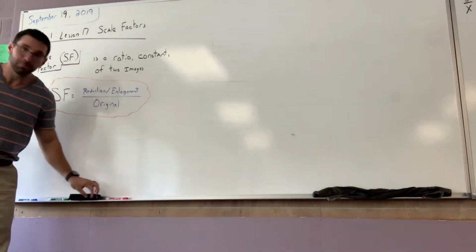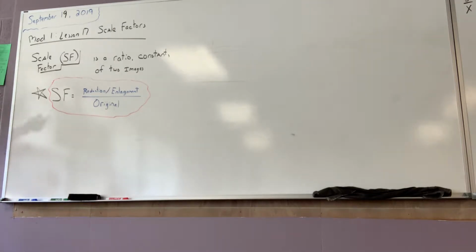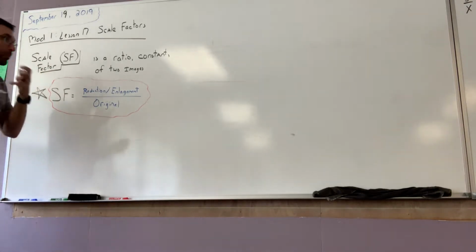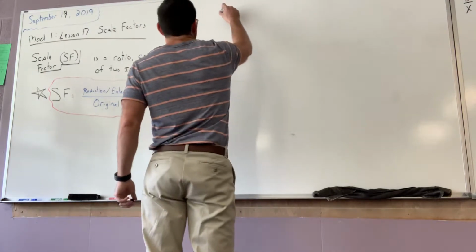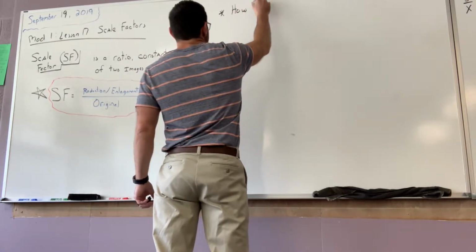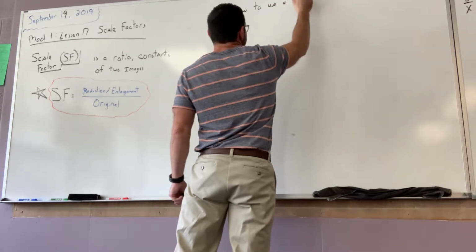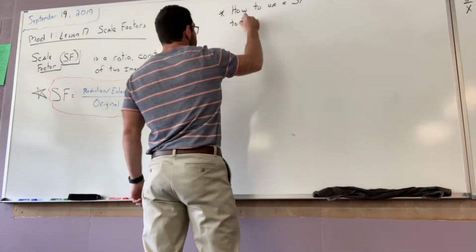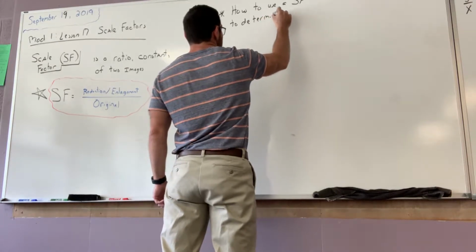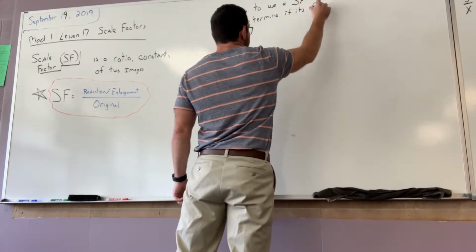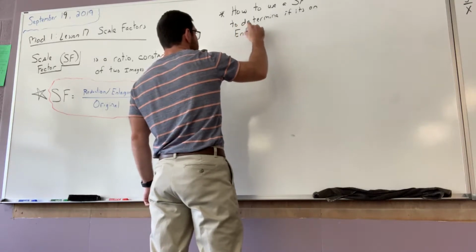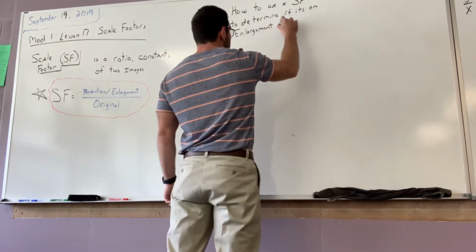Okay? Now, are there more geometric terms for the original and the reduction and enlargement? Yeah, it's called a pre-image, it's called an image, or a prime image. Right now, we're just sticking with the basics. Okay? We're not getting into full-hearted geometry yet. So we've got a reduction or enlargement and an original. So what does that scale factor tell me? So we are going to learn how to use a scale factor to determine if it's an enlargement or reduction.